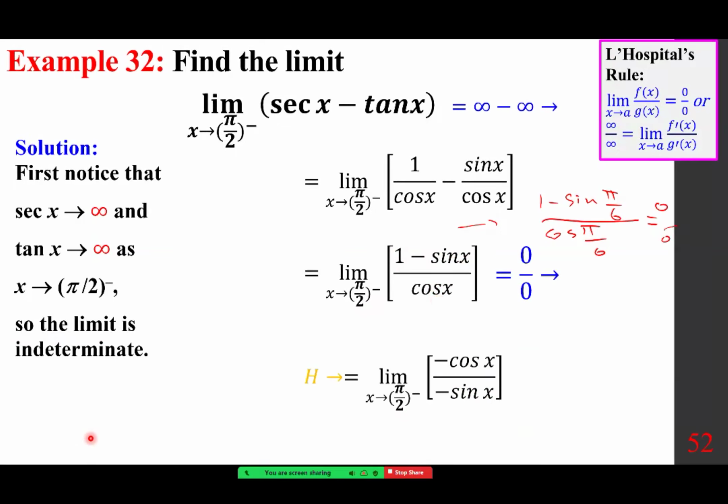And this is the limit of tan x. Cotangent x, my apologies, cotangent x, as x approaches pi over 2 from the left, and that makes it 0.